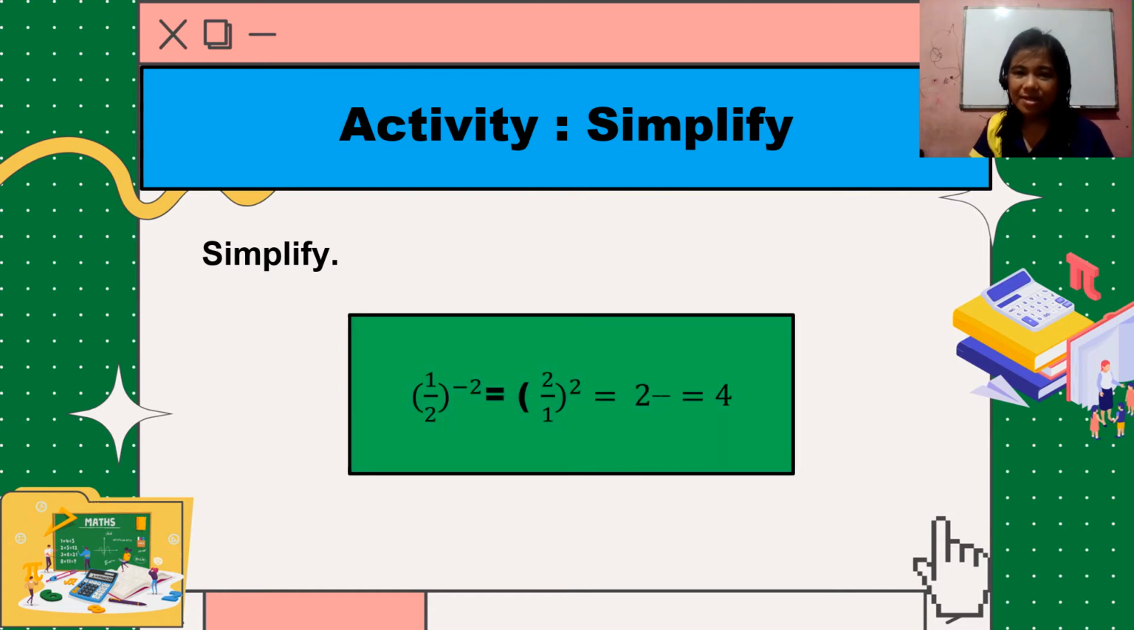Eto. Okay? From 1/2 raised to negative 2. Negative 2 yan ha. So, naging 2 over 1. Tapos, positive 2 na siya. Tapos, 2 over 1 is 2. Eh, di ba meron tayong exponent sa labas. So, lagay tayo ng 2 din dito. So, 2 squared equals 4. Okay? Na-observe nyo ba?